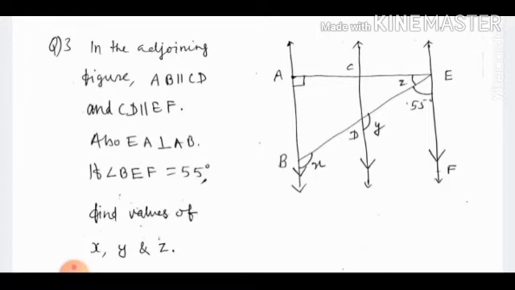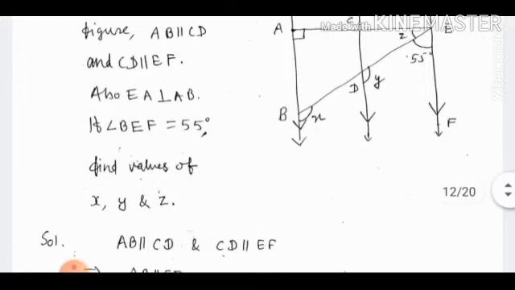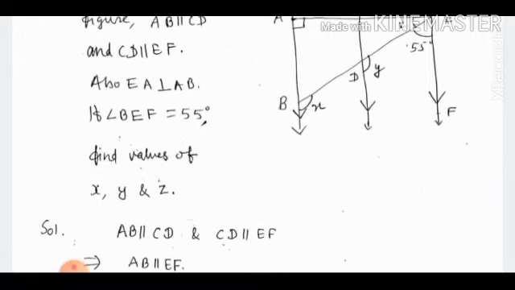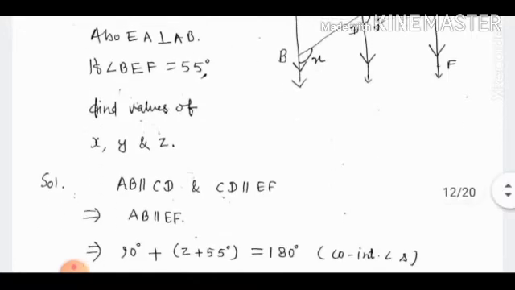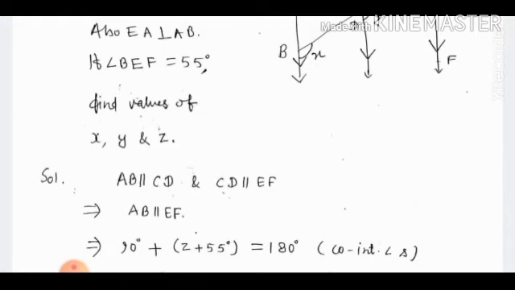So here AB is parallel to CD. We can use properties of parallel lines. Let us see. AB is parallel to CD and CD is parallel to EF. This implies that AB is parallel to EF, because lines parallel to the same line are parallel. Firstly we are going to find Z.